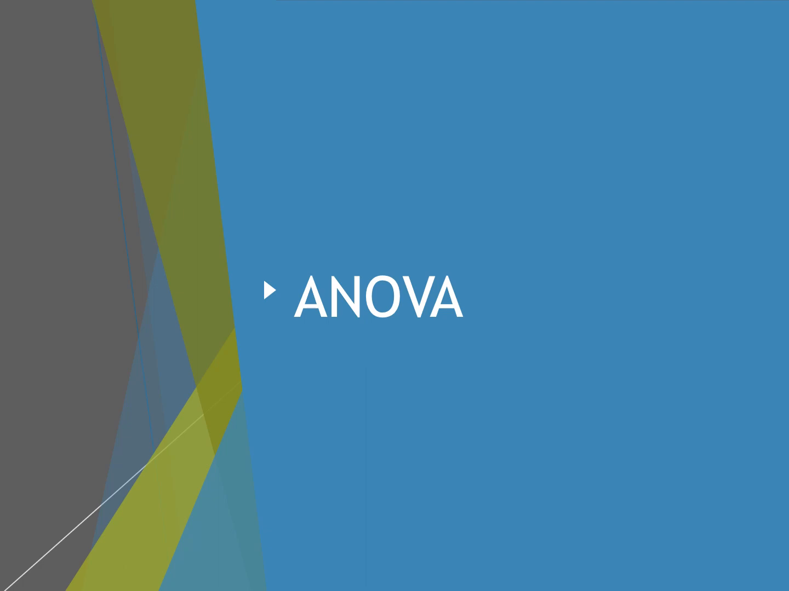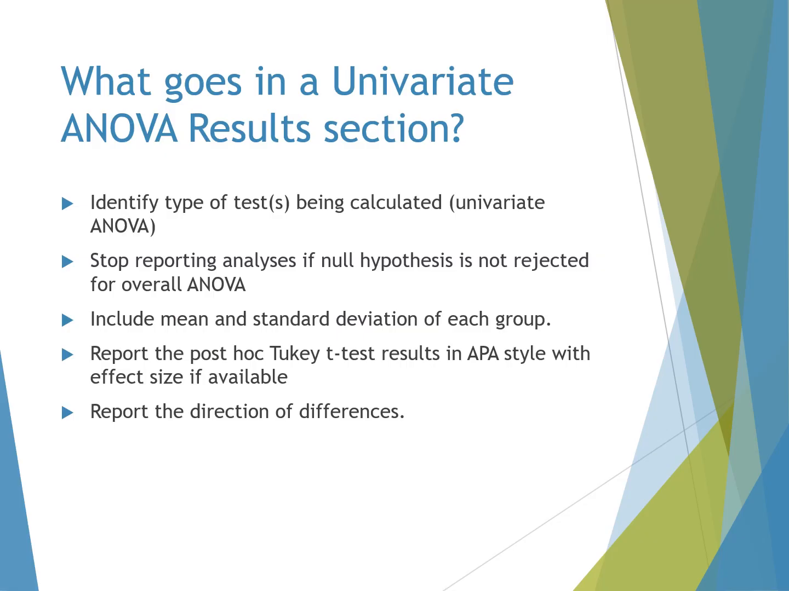Finally, we're going to talk about ANOVA. So remember that for an ANOVA, and this is true whether it's repeated measures or independent groups, we've got more than two groups that have all reported on the same outcome, and we are comparing them. So if you have 3 or more groups, you'll want to do an ANOVA. The example is going to be an independent groups ANOVA, but it would look similar if you were doing repeated measures. Just like for a t-test, the results section is going to include the same basic things. We're going to identify the type of test being calculated. In this case, our example is going to be a univariate ANOVA, meaning there's only one independent variable.